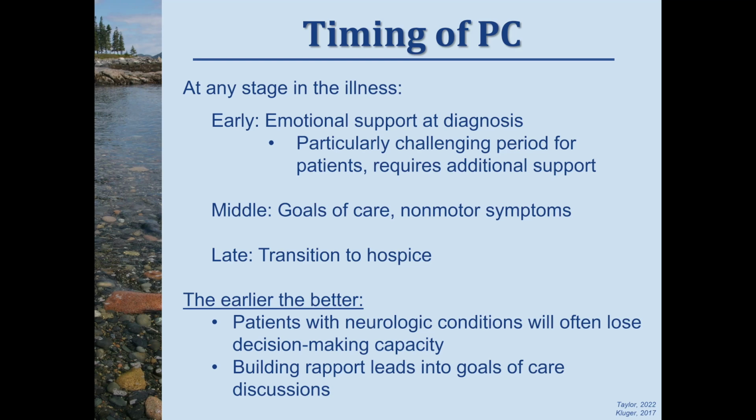Across the board, nobody's quite defined when to start. The mantra's always been the earlier the better. For neurologic patients, oftentimes patients may lose that decision-making capacity. So it's good to get your foot in the door early, start some of those goals of care conversations, especially if you think that there's going to be that cognitive component. If they may develop a dementia or something along the way, you may at least be talking about advanced directives or naming a power of attorney early on.